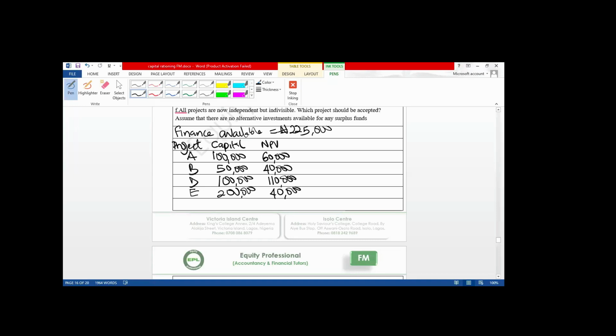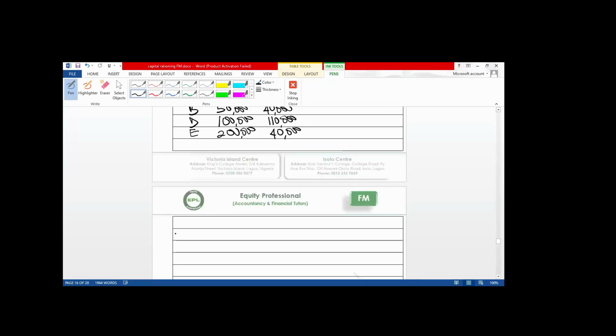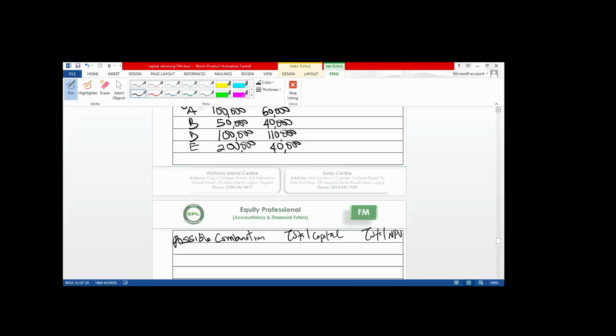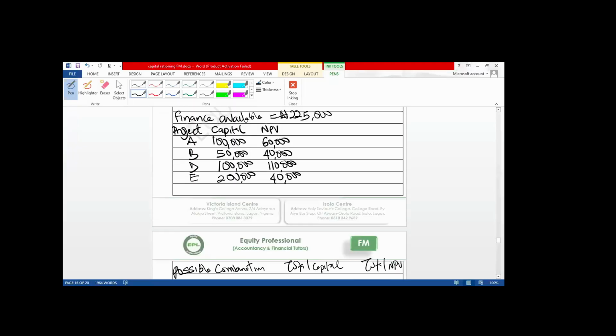We now come to possible combination. Total capital. Total NPV. Please watch this very well. If possible, wake your colleague up now. We can consider projects A and B.